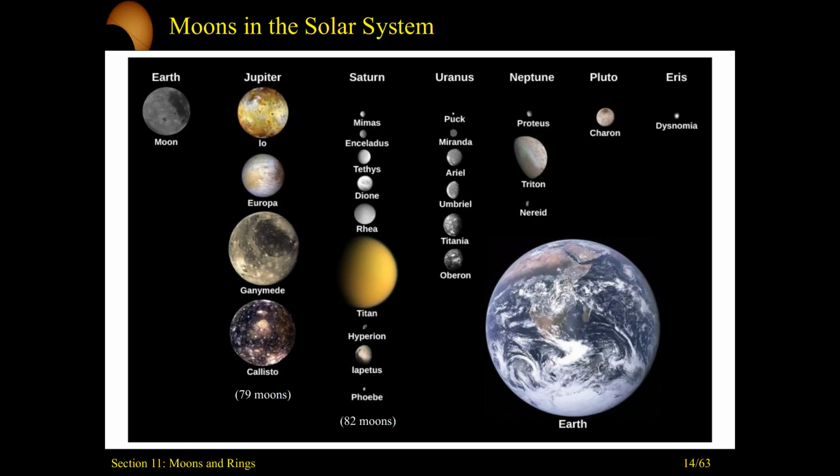So what we're going to build up here is the language that we'll use to describe the various properties of these moons. And one thing that I just have to point out, the slide used to say that Jupiter was the moon king, and now Saturn has stolen that title.